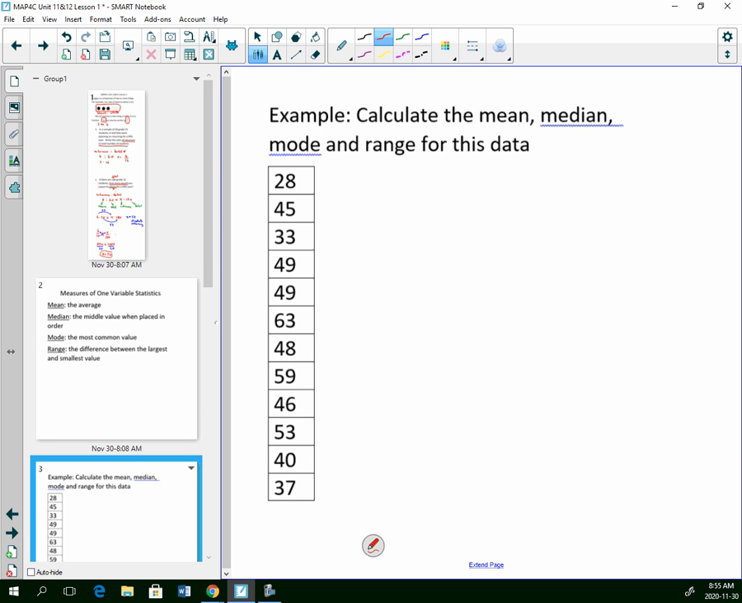So here's an example of some data. So we want to find the mean, the median, the mode, and the range. Okay, so the mean is the average.